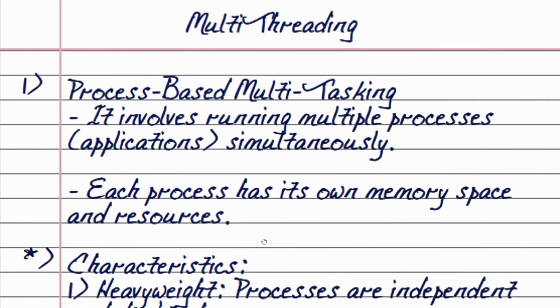First, we will see process-based multitasking. It involves running multiple processes, that is nothing but applications, simultaneously. Each process has its own memory space and resources. Process-based multitasking is a simultaneous process to execute multiple tasks, and each process has its own memory and resources as well. Let's take an example.